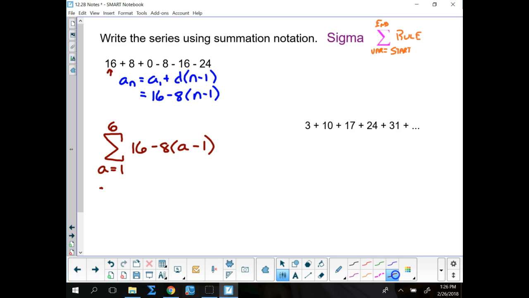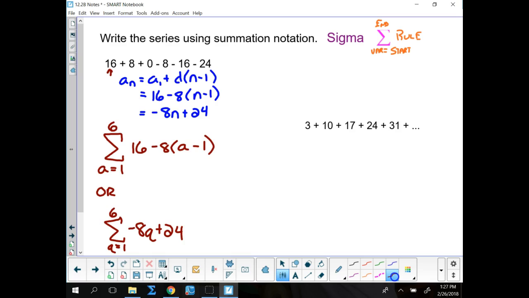I could also write this as sigma. Give me another variable. Q. Q equals 1 to Q equals 6 of, if I would go back up here, this would be negative 8n plus 24. Down here, it would be negative 8q plus 24. Yes?